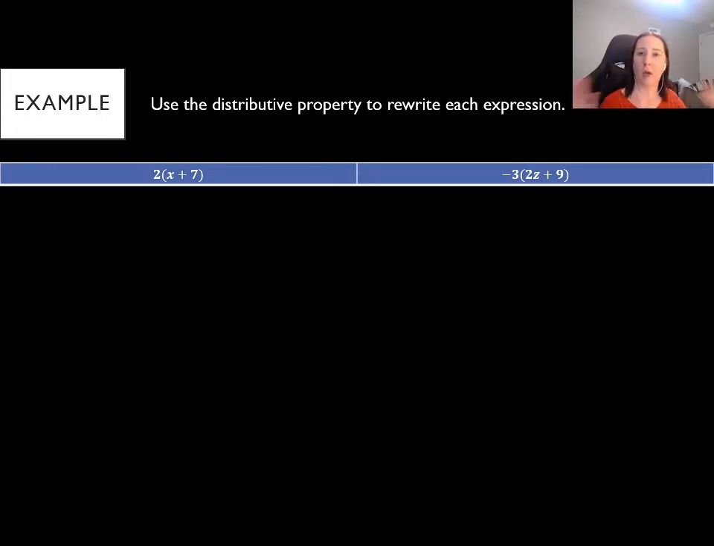Because this is the first time you're really working with variables, a good practice is that if you see a letter and you don't have a number in front, put a number in front. I'm going to rewrite that x as 1x, because if there's no number, you can always put a 1. So I'm going to have 2 times (1x plus 7).